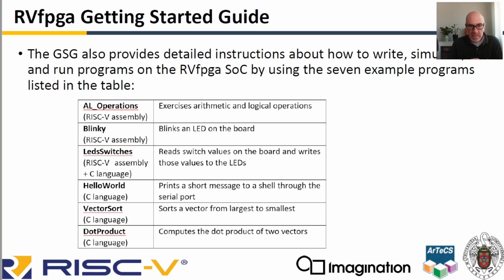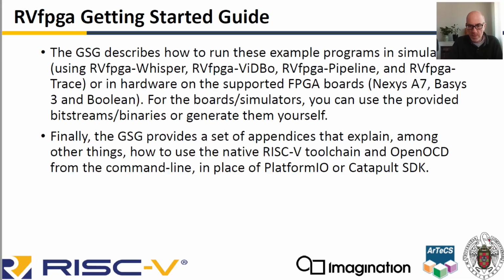It also provides detailed instructions about how to write, simulate, and run programs on the RVfpga SoC using 7 example programs. You can see in the table these programs. These example programs are executed both in simulation and on the FPGA boards. You can use the bitstreams and binaries which are provided with the package, or you can generate them yourself. Finally, the GSG provides a set of appendices that explain, for example, how to use the native RISC-V toolchain and OpenOCD from the command line instead of using the SDKs.